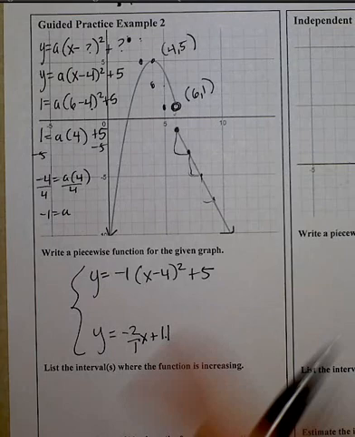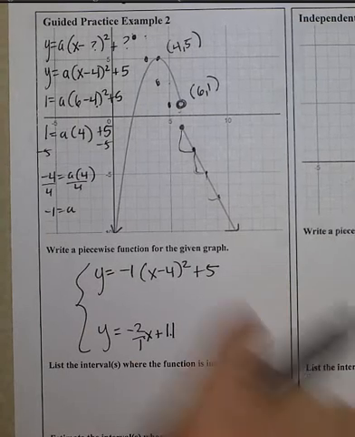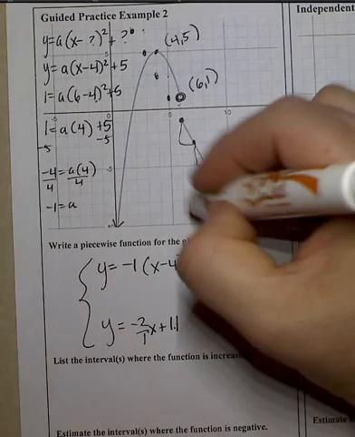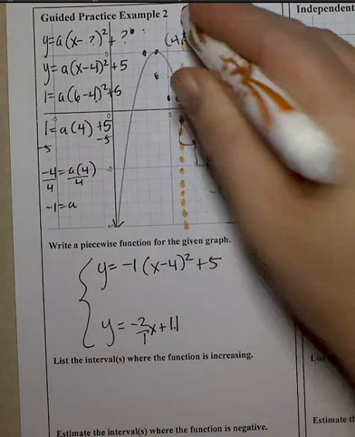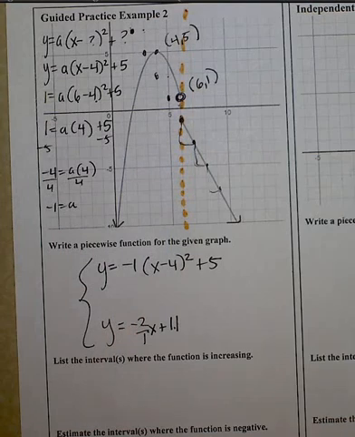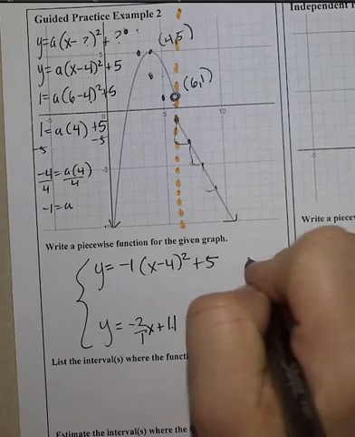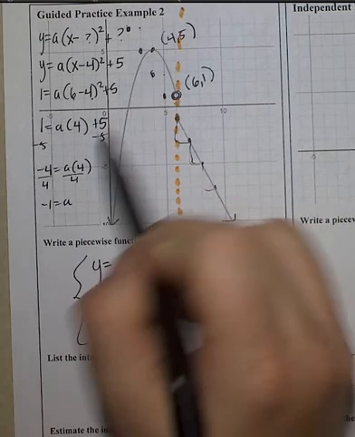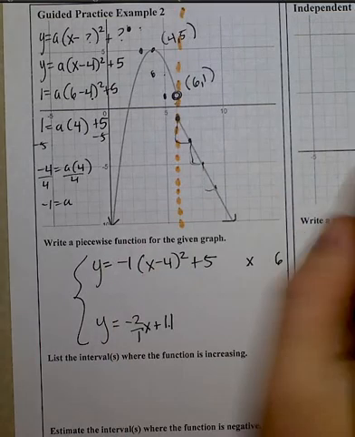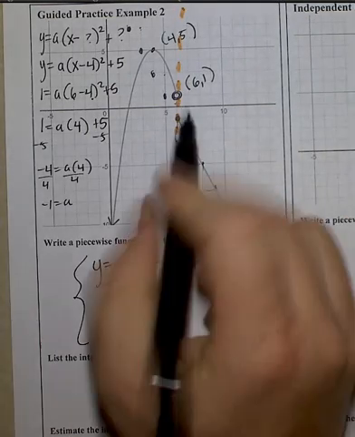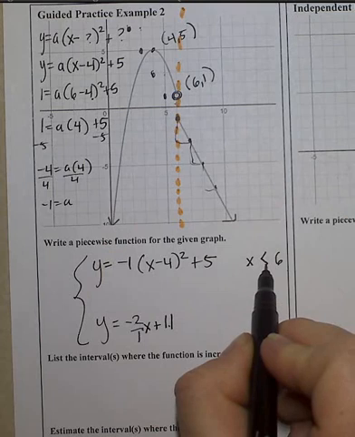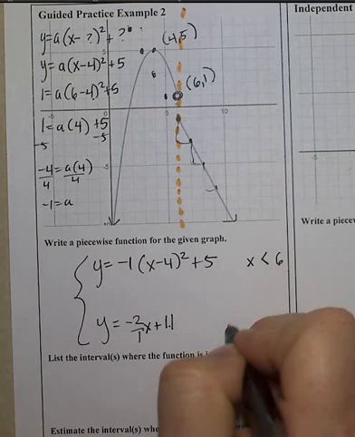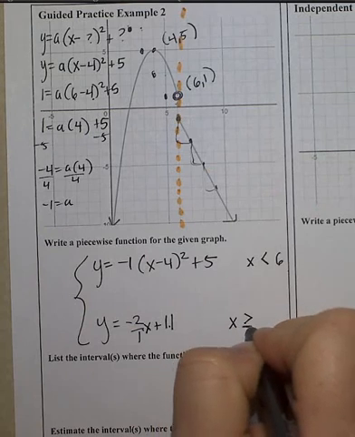Okay, now I need to come up with the parameters for these two equations. So let's first see where they start and stop, and it's at an x value of 6. We can see that this parabola occurs to the left of this dotted line, so x is less than 6, and because this is an open circle, I leave it as just a less than inequality symbol. This linear line has a closed dot, so its x is greater than or equal to 6.